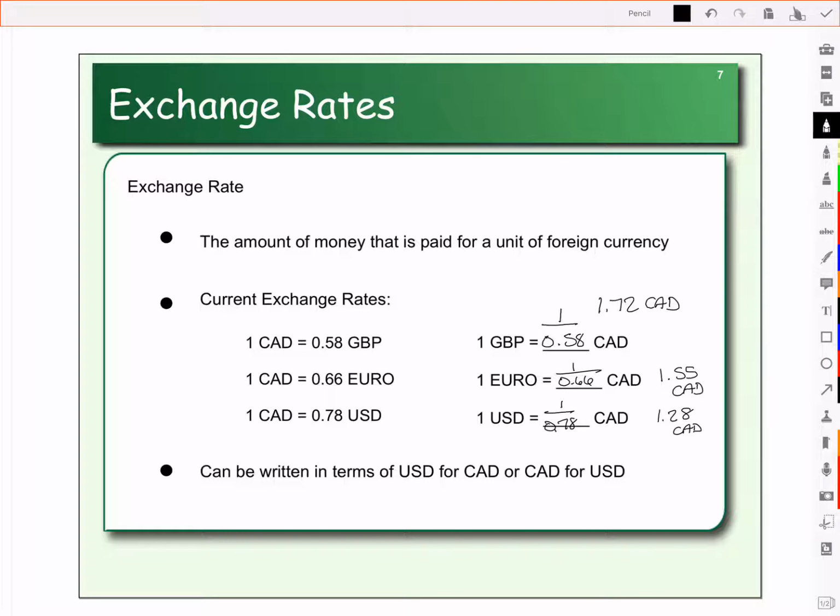If you're trying to determine if a Canadian dollar is under or overvalued, you need to make sure that you're looking at the exchange rate as 1 Canadian dollar. If you're trying to figure out if the euro is under or overvalued, then you need your exchange rates to be in terms of 1 euro.